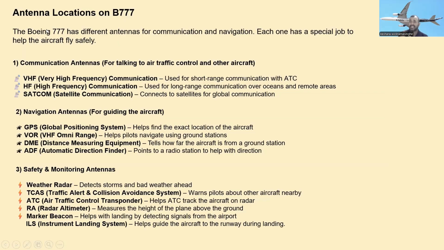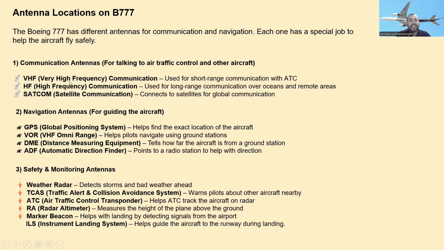They have so many antennas because when the aircraft is flying, you have to communicate with ATC. The Boeing 777 has different antennas for communication and navigation. Each one has a special job to help the aircraft fly safely. Let's discuss what the antennas are and the basic purpose of each. Let's see the communication antennas, used for talking to air traffic control and other aircraft.